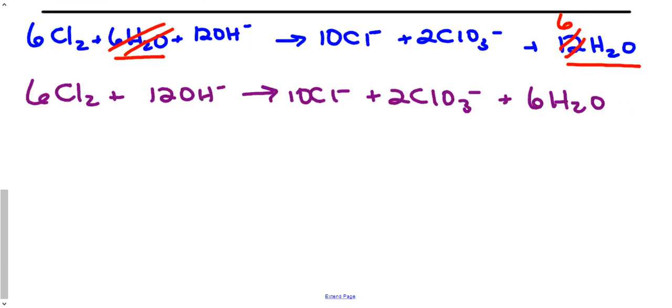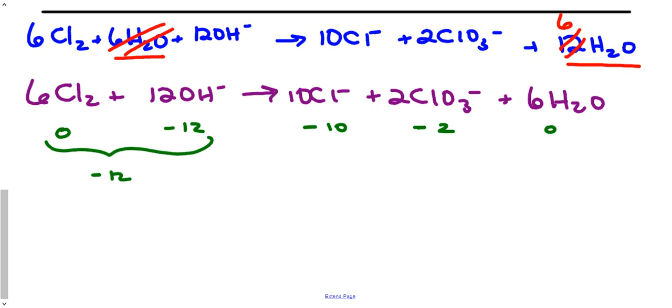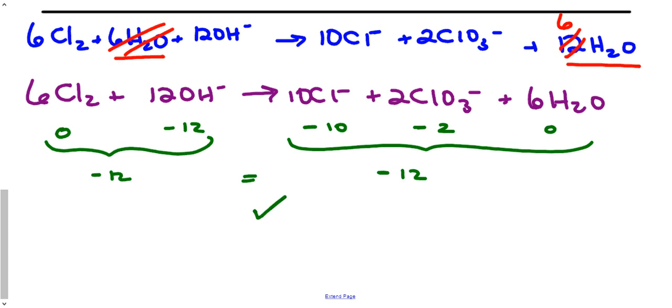Again, we can check this by checking our charges. 6 groups of 0 is 0. 12 groups of -1 is -12. So I have a total of -12 on the reactant side. 10 groups of -1 is -10. 2 groups of -1, -2. 6 groups of 0 is 0. So I have a total of -12 on this side. They are equal. This reaction is balanced properly in base.